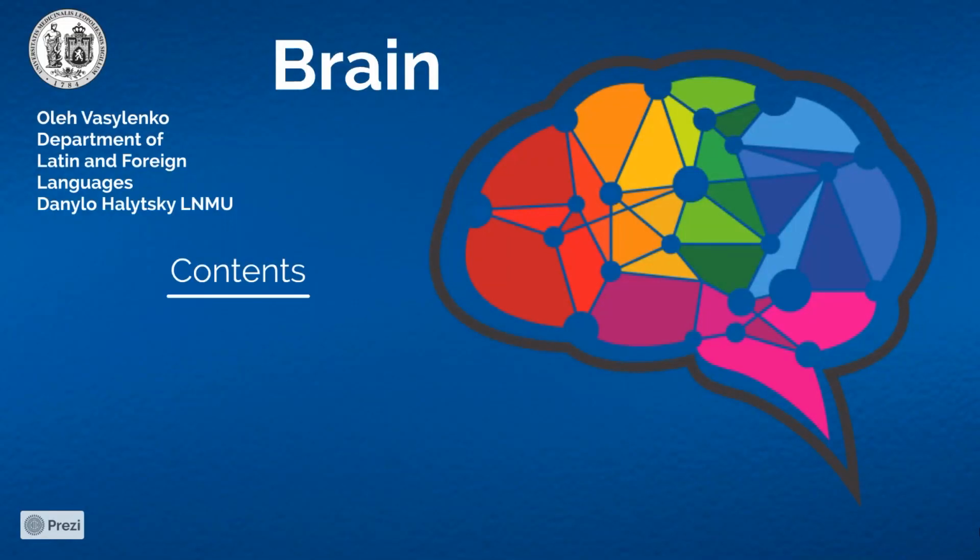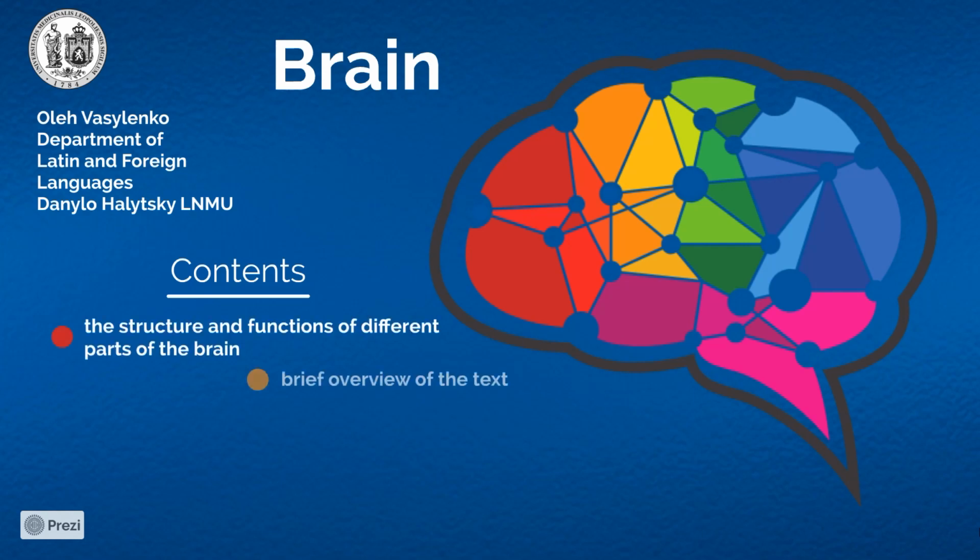My name is Oleg, and in this video you will find out the structure and functions of different parts of the brain, brief overview of the text, exercises, plus grammar revision, and several interesting facts about the topic. You can find the timestamp of each part down in the description. It's the third lecture about the nervous system, and the links to the previous videos you can also find in the description.